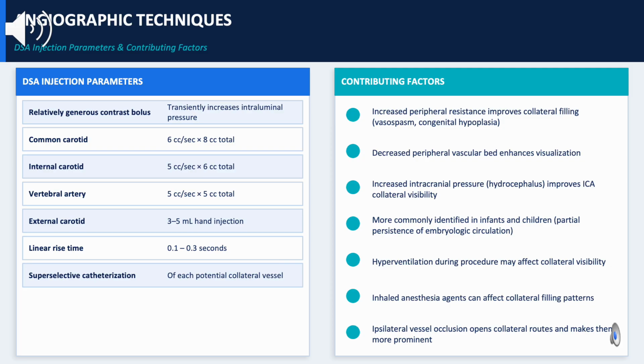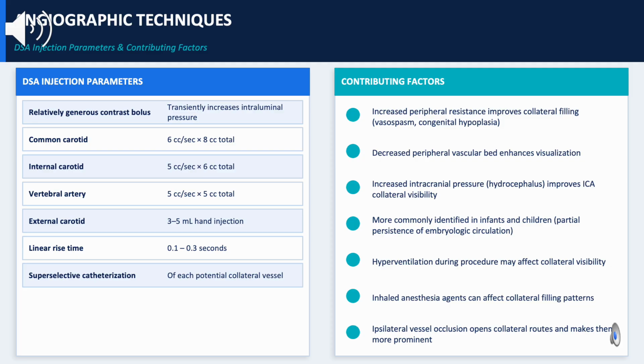The common carotid injection at 6 cc/second for 8 cc total is deliberately higher than the standard diagnostic carotid injection. The extra flow rate and volume increase intraluminal pressure to force contrast into collateral channels. The external carotid hand injection at 3.5 ml is an exception.